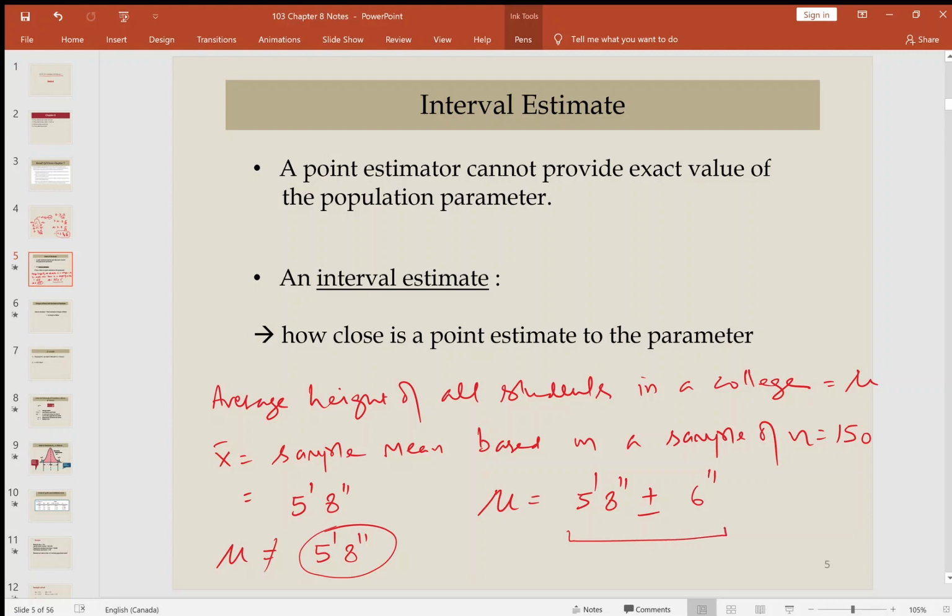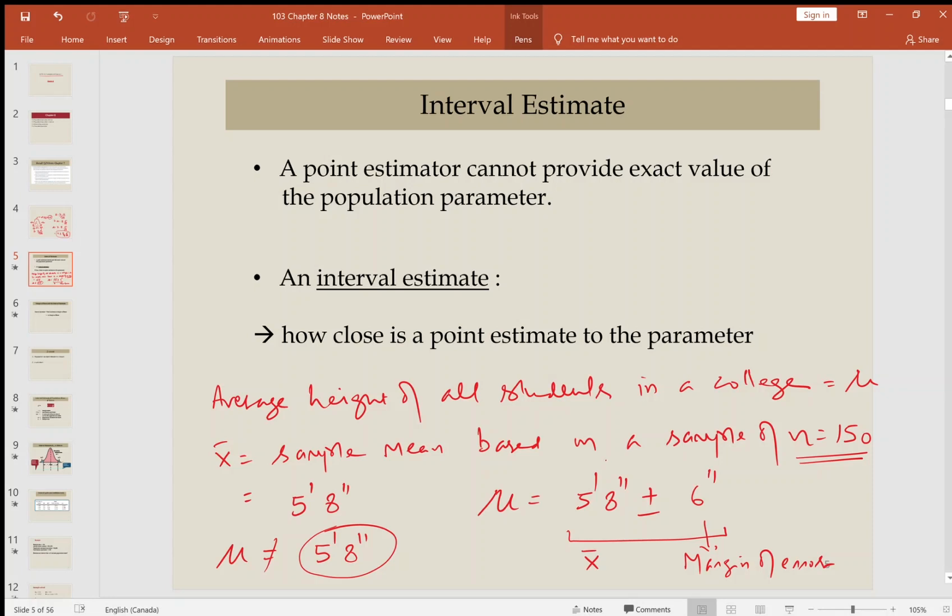This seems to be a much more reasonable estimate of the population mean, or the mean height of students at this college. So this 5 feet 8 inches we know is the sample mean x bar, or the point estimate, and this 6 inches is our margin of error. This is the flexibility we are giving ourselves because we are only taking a sample size of 150 and we are not going to the entire population.